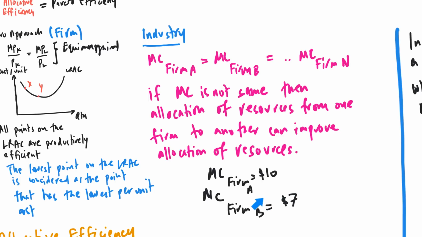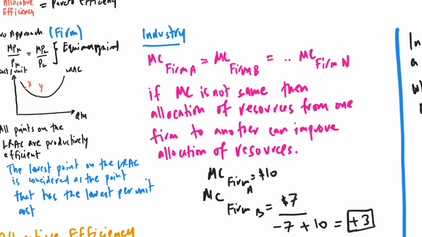So if I ask firm B to produce more and firm A to produce less, then one single unit substituted would mean you spend $7 because firm B produces it, but firm A doesn't spend the $10 because it is not making it, and ultimately you end up saving $3. Just by simple reallocation, we are able to save resources.